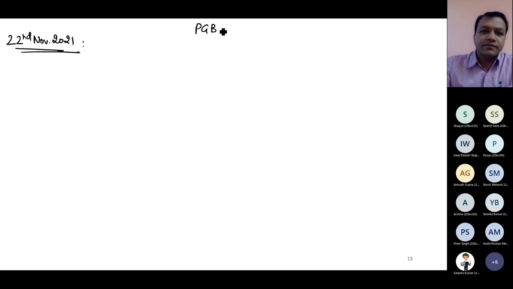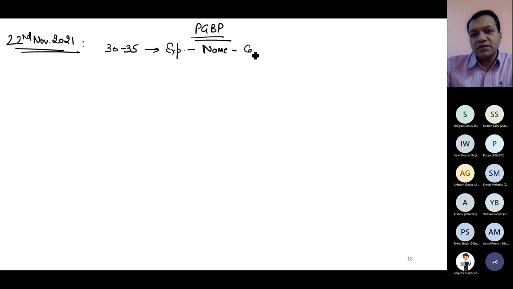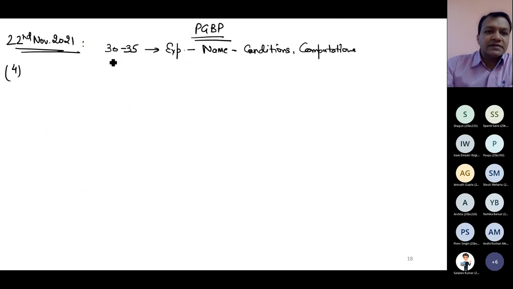PGBP continued. And within PGBP, my first category is being continued, which has the expenses which have their own identity, own conditions, own computations. So in the last class I discussed with you depreciation, and now my fourth expenditure. So in this category I have discussed with you 30, 31 and 32. Section 35 now. Scientific research.